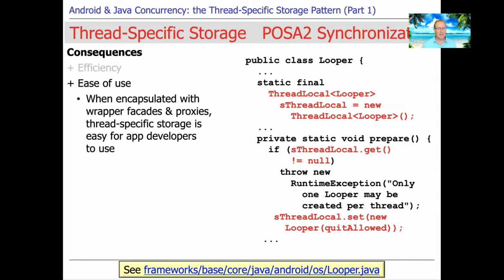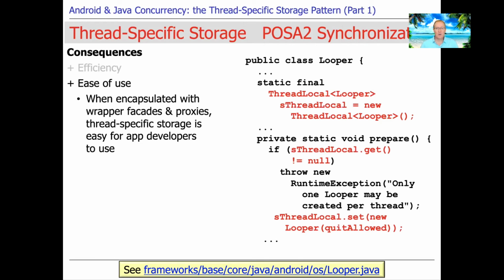When you wrap this thing properly with the appropriate wrapper facades and proxies, as the pattern dictates, then it just looks like you're making a method call, but underneath the hood, it's all being handled appropriately and getting access to things that are thread local. So again, very clear, very clean. This is actually some of the code that you see if you look at the looper implementation in Android. We'll take a look at that in more detail in the next video.